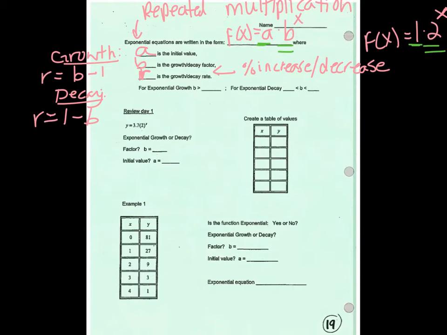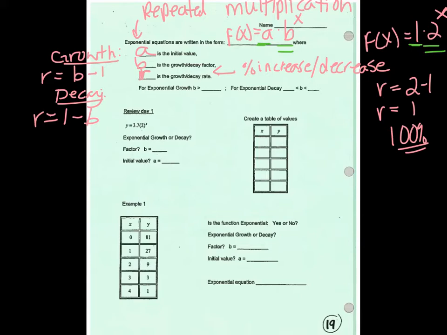So in my case, since I'm growing, the number of cats is getting bigger, I take my b value and subtract 1. So my r value would be 1. But like I said, it's normally represented as a percent. So 1 is also 100%. The number of cats I was getting was increasing by 100% every year.